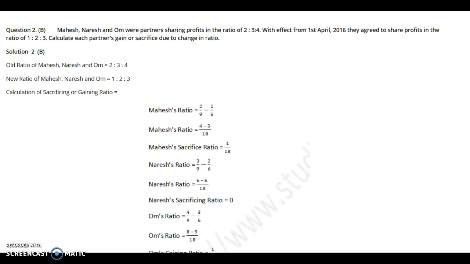Same way here, we take the old ratio of Mahesh, Naresh and Om 2:3:4, new ratio of Mahesh, Naresh and Om 1:3, and apply the same formula, that is old ratio minus new ratio. You would find over here that Mahesh sacrificed 1/18. Naresh sacrificed nothing, because as per the old share he has 3/9, as per the new 2/6, that is 1/3. So Naresh does not sacrifice or gain anything, so his difference comes to 0.